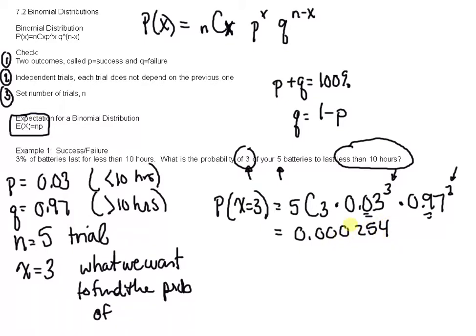So this would be the cutoff for decimals, 0.0254% probability that 3 of the batteries last for less than 10 hours. And if you think about that, 3% is usually 3 out of 100, but we're actually doing 3 out of 5. So a very small percentage of those are likely to be those duds.